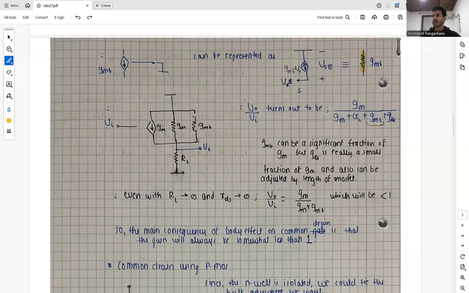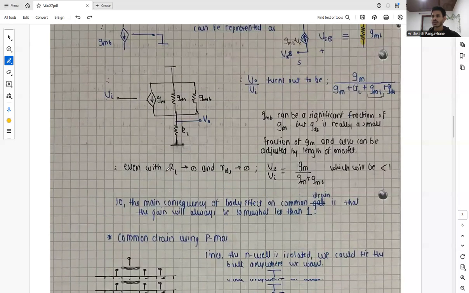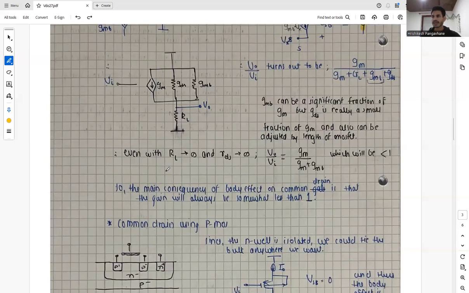So now when we represent it as a conductance GMB, the transfer function turns out to be GM divided by GM plus GL plus GMB plus GDS. And GMB can be a significant fraction of GM, but GDS is really small, and GDS also can be adjusted by the length of the MOSFET. Even with RL equal to infinity and RDS equal to infinity, our transfer function, or gain, will be less than 1. So the main consequence of the body effect on common drain is that the gain will always be somewhat less than 1, no matter if we take RL equal to infinity and RDS equal to infinity.